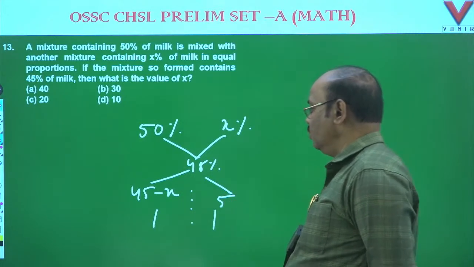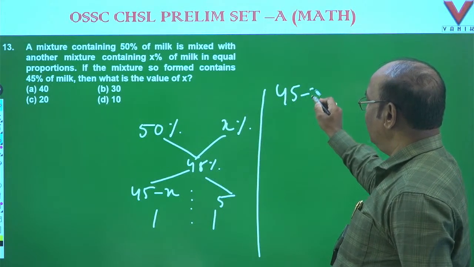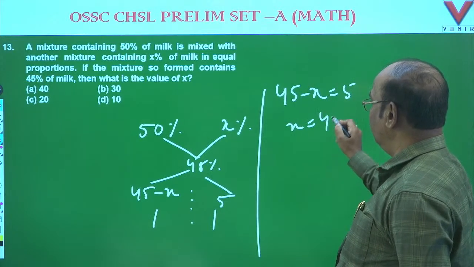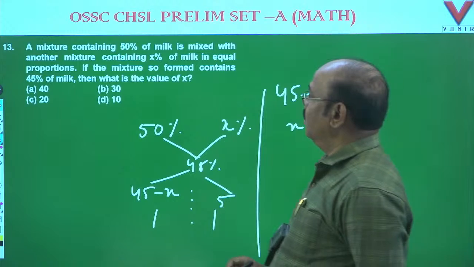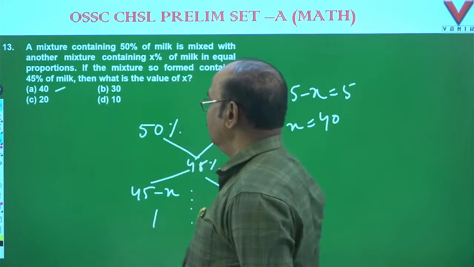Equal quantity means 1:1. So 45 minus x is equal to 5. That's why x value is equal to 40. So x is 40. The option is first option.